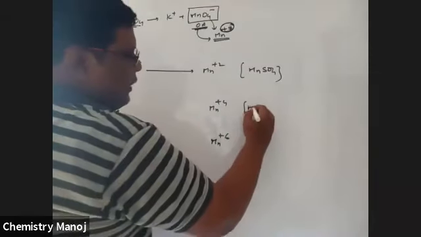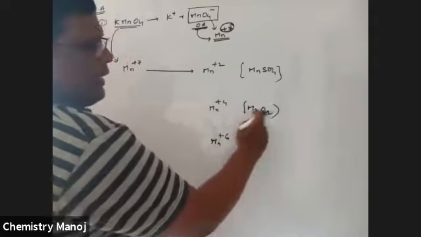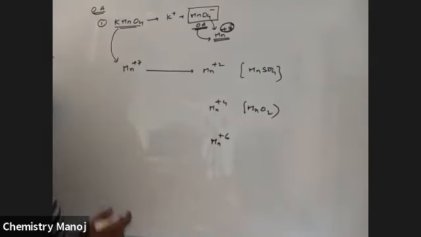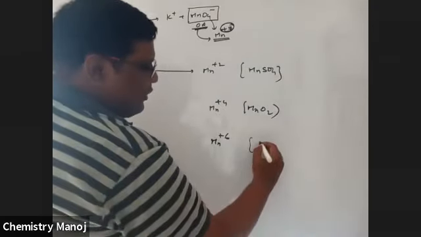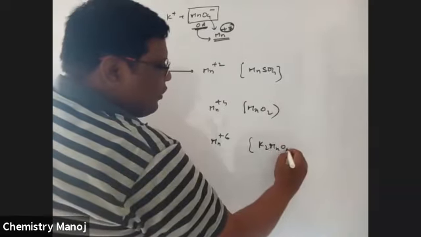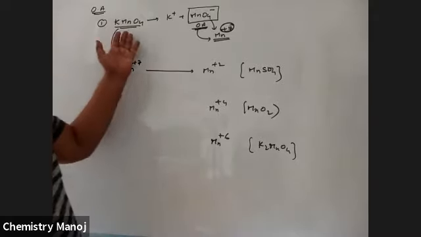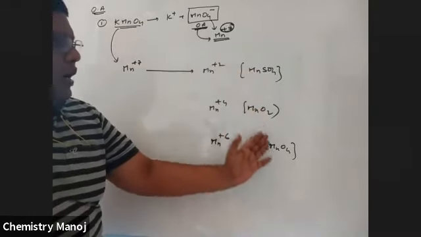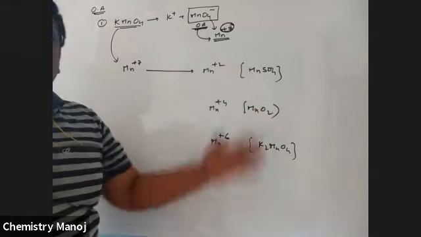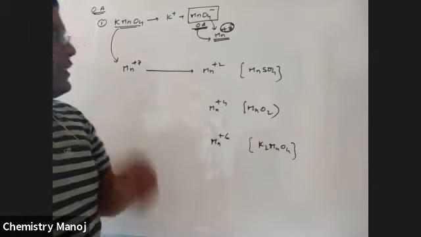Next, it may convert into MnO2. In MnO2, Mn is in the +4 oxidation state. Here, KMnO4 is converted into K2MnO4, where Mn is in the +6 oxidation state. That means KMnO4 may change to MnSO4, MnO2, or K2MnO4. So these are the possible ways.